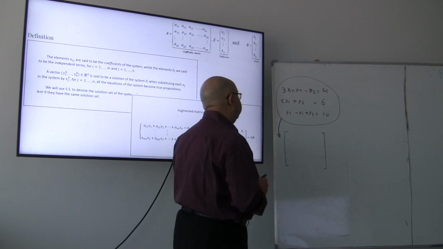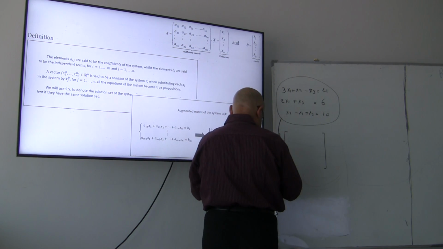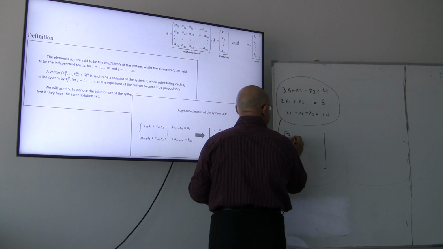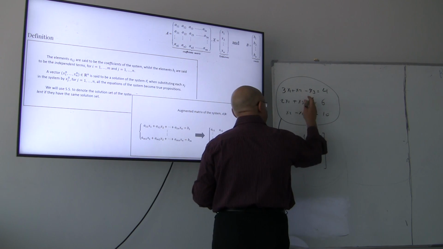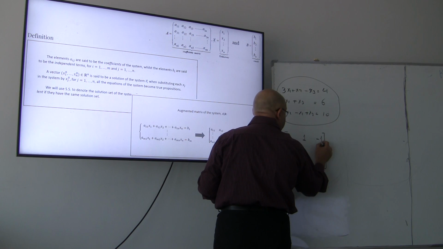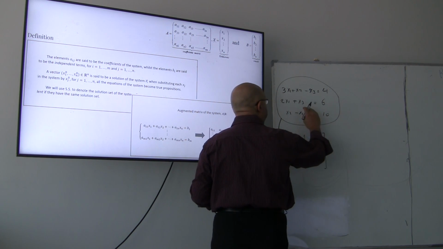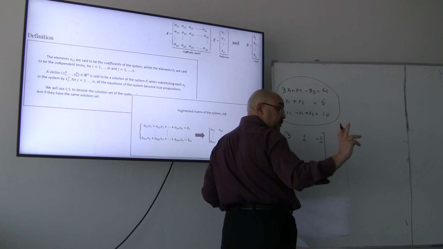So I will start. The first number is 3. The value for x2 is positive 1. The value for x3 is negative 1. Okay, this is just the coefficients of the first equation.